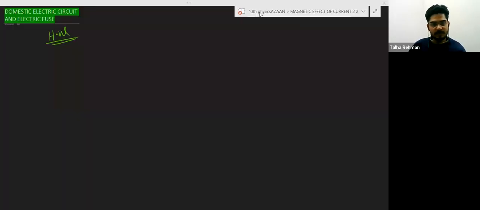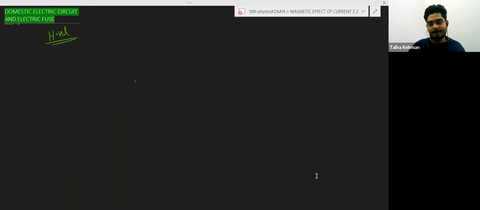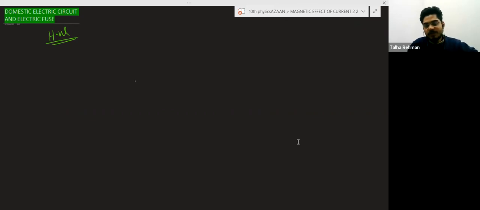So these two topics you have to do with the help of the NCERT: domestic electric circuit and electric fuse. With the help of NCERT, you should do it by yourself. Can you do that, Azaan? In NCERT, it is given. The diagram is also given, yes, sir. And the theory is also given. And you can take the help of some other book. If you have any other reference book, you can take help of that and you can do that by yourself.